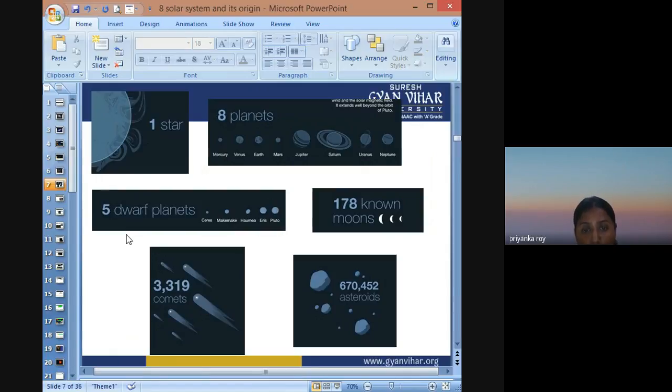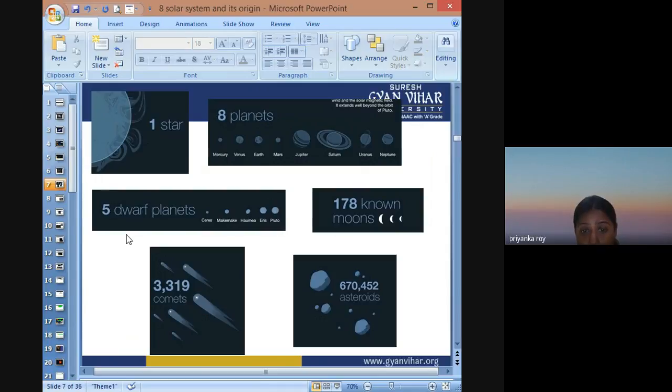Then we have Hamas. Then we have Eris and Pluto. Right. So apart from that, we have 178 known moons on the planets, like Jupiter, Saturn, and Uranus and Neptune. Okay. Even Earth has its own moon. Then we have comets.